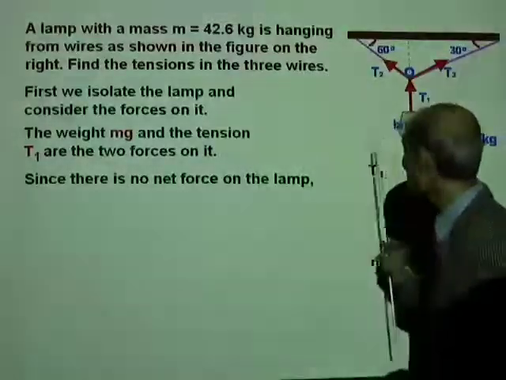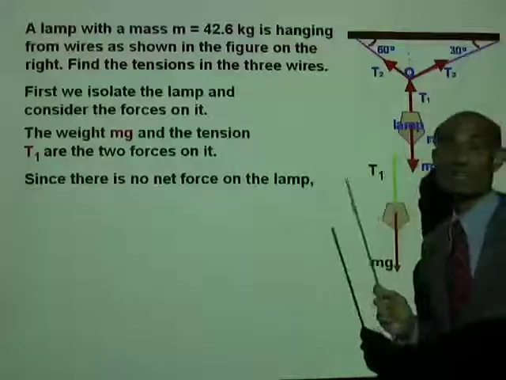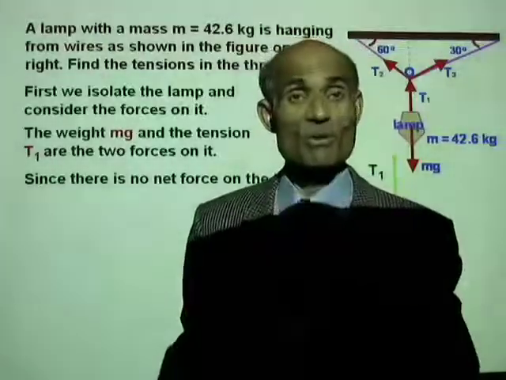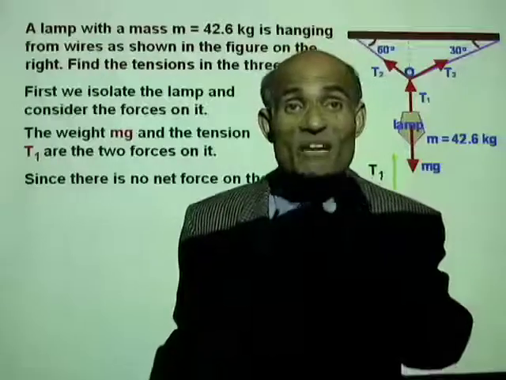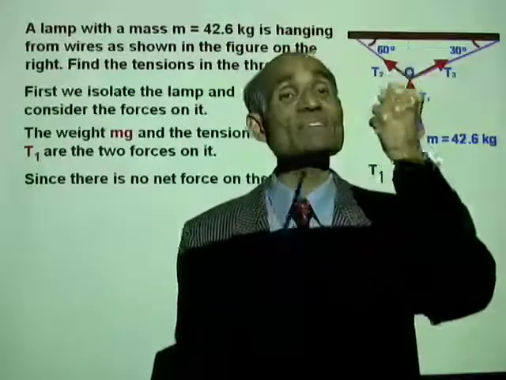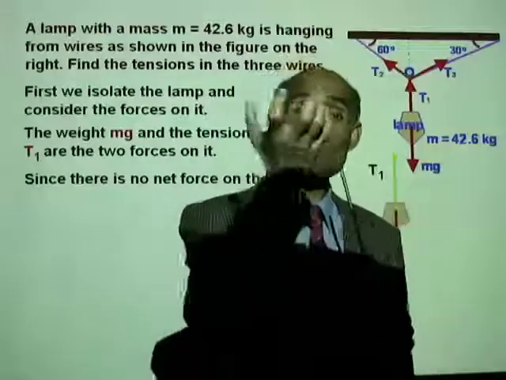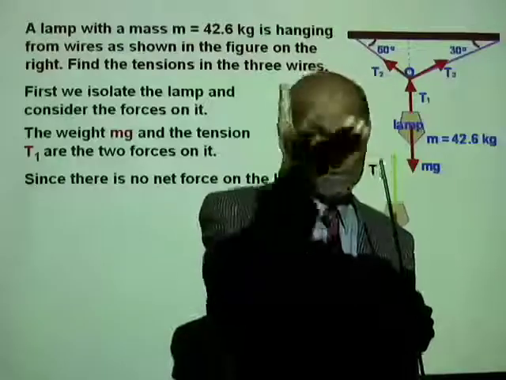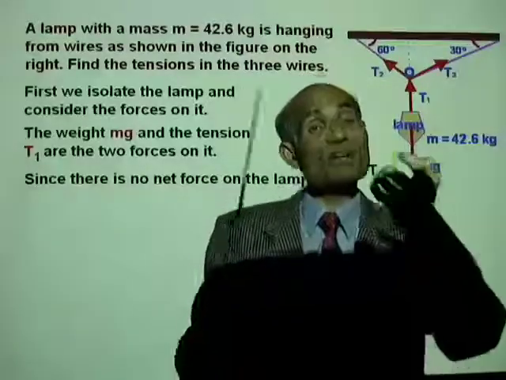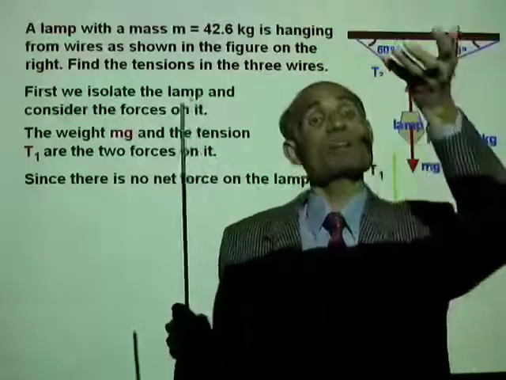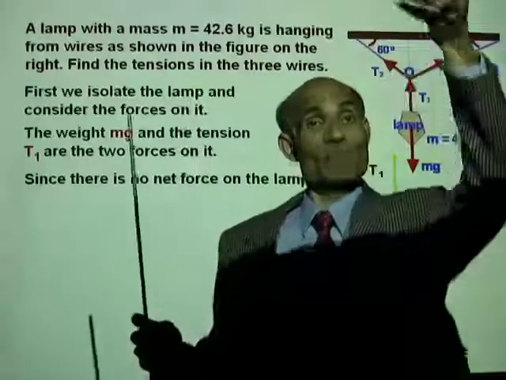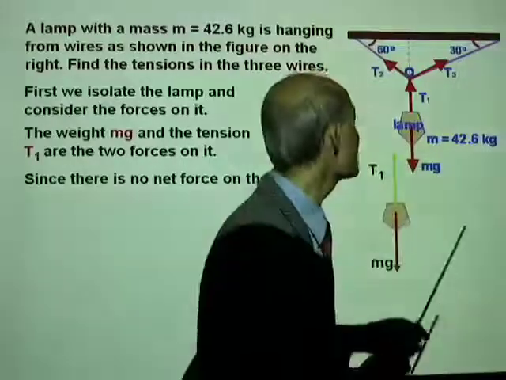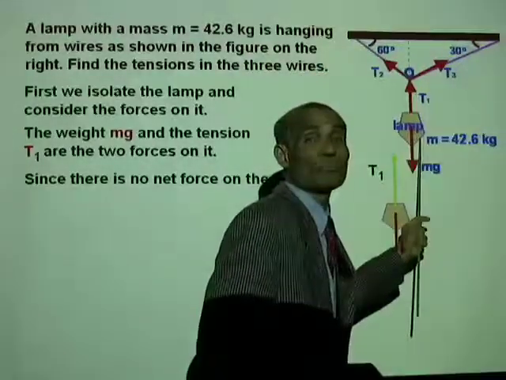Is there a net force on the lamp? How do you know? Well, if there is a net force, there will be an acceleration. If there is a net force downward, well, heaven help us, the whole thing will fall down. If there is a net force upward, well, of course we will go to heaven then. Well, since none of this is happening, there is no net force on the lamp.